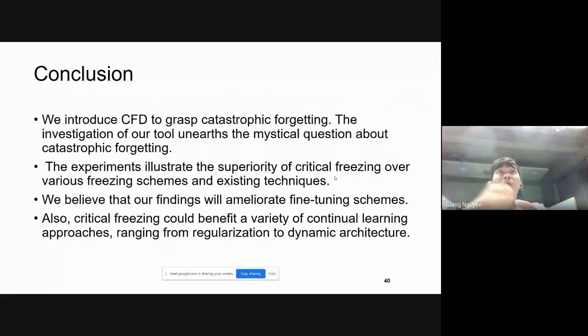But our tool will show you which convolutional blocks should be transferred and used in fine-tuning. And also, critical freezing could benefit a variety of continual learning approaches, ranging from regularization to dynamic architecture. So it can play a supplementary role.